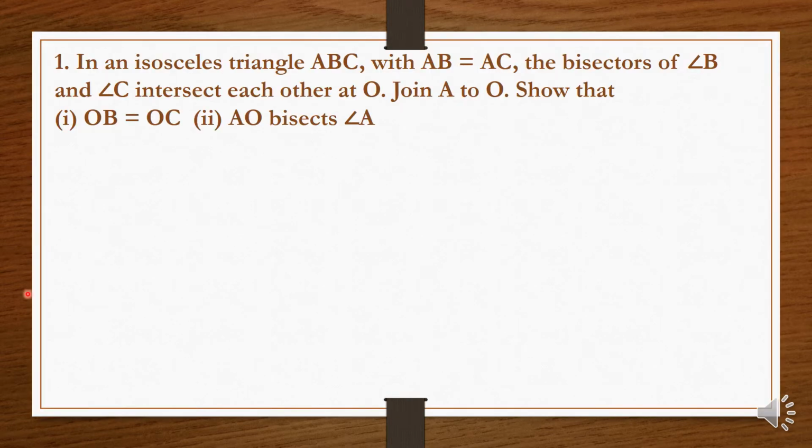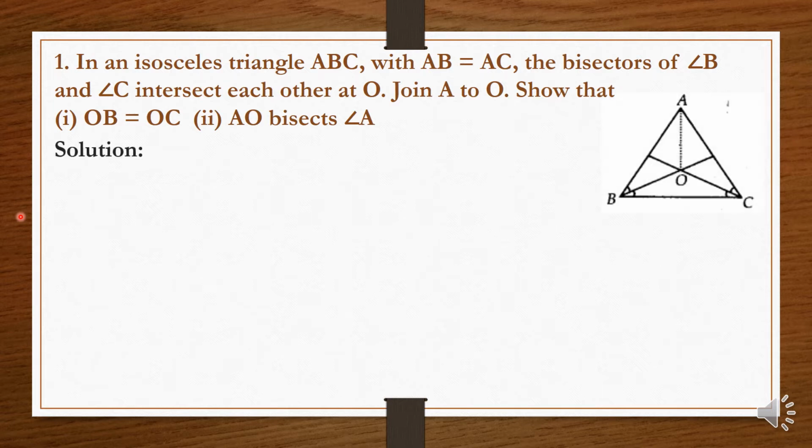Question number 1 states that in an isosceles triangle ABC with AB equal to AC, the bisectors of angle B and angle C intersect each other at O. So what we can see here is triangle ABC, and here AB is equal to AC. The bisectors of angle B and angle C intersect each other at O.